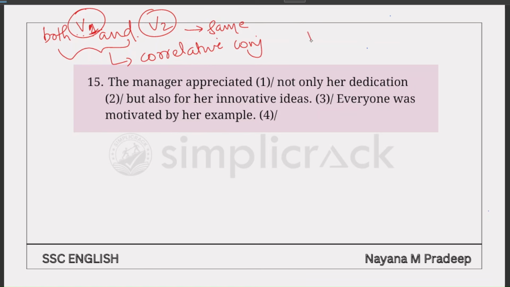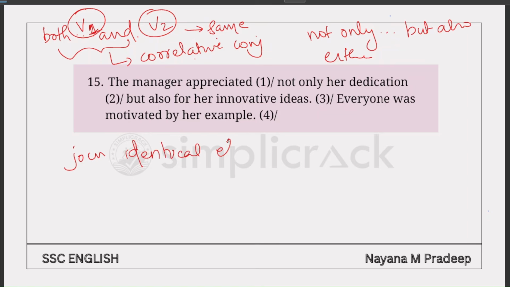Similarly, you have other structures like "not only...but also," then you have "either...or," "neither...nor." All these are examples of correlative conjunctions. So you have to know that in the case of correlative conjunctions, they always join identical elements. So if there is a noun on one side of the conjunction, then it has to be a noun on the other side. If there is a to-infinitive verb on one side, then it has to be a to-infinitive verb on the other side.